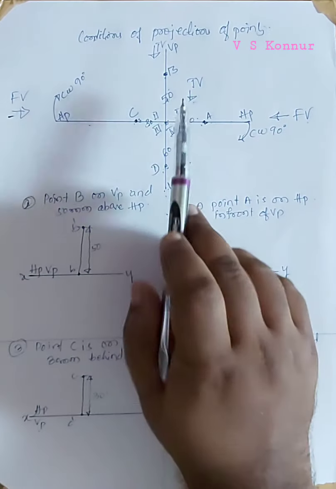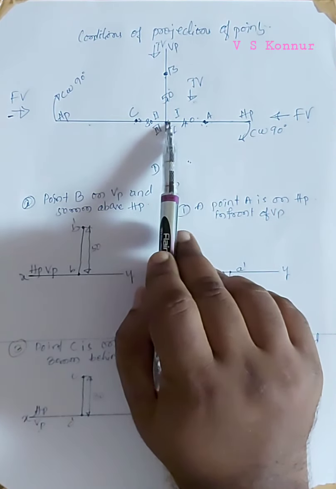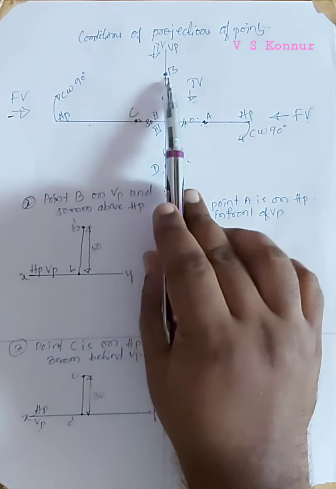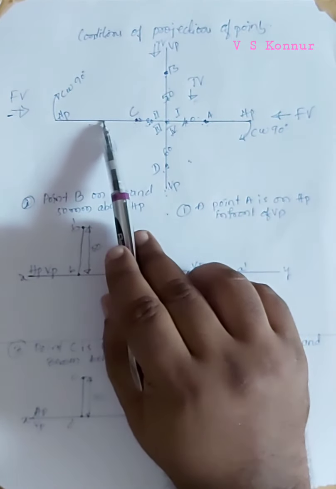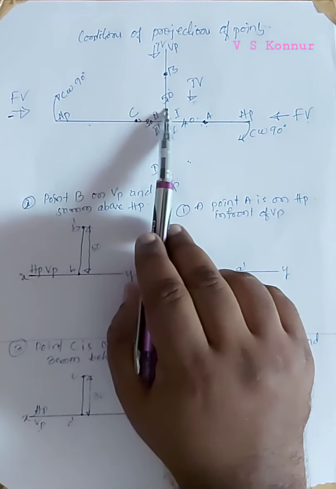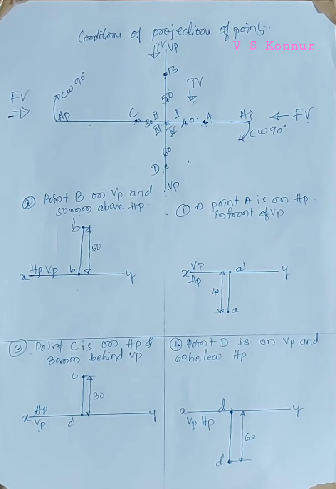Once again, I will explain for the first quadrant. Point A is on horizontal plane in front of vertical plane. Point B is on vertical plane above horizontal plane. Point C is on horizontal plane behind vertical plane. Point D is on vertical plane below horizontal plane. So these are the four conditions for solving the projection of points.